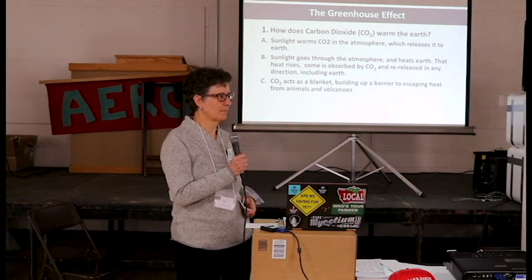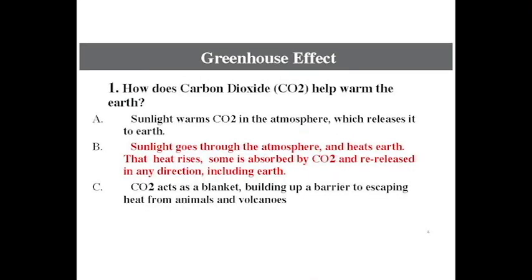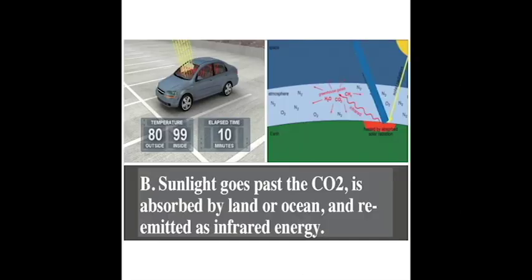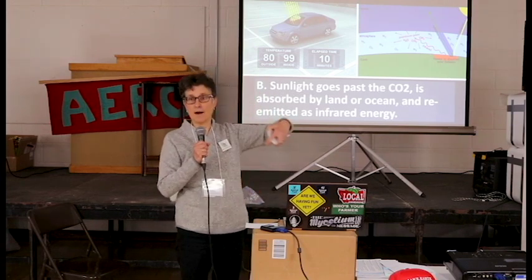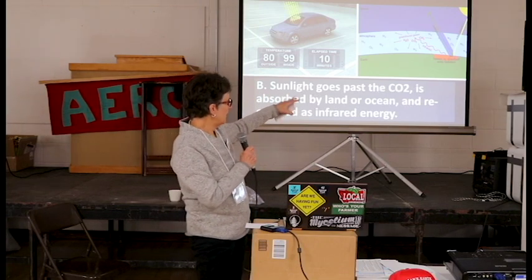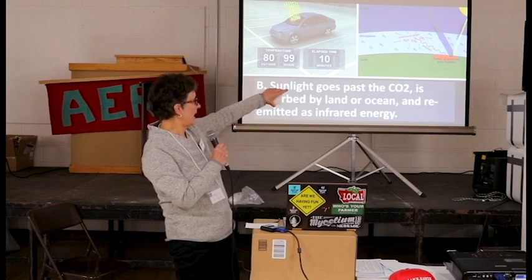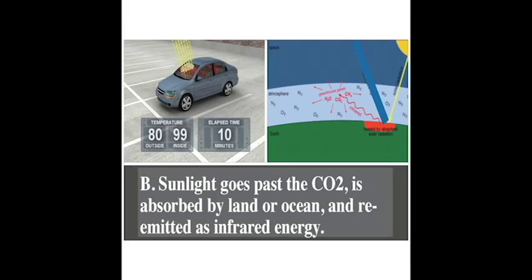I have no idea. The answer is B. Sunlight goes through the atmosphere and heats the earth. Then at night, when the air is cooler than the earth, the heat will rise, and some of that heat will hit a greenhouse gas molecule, which will reflect it down to the earth, or maybe it'll go out to space, or who knows where it's going to go.